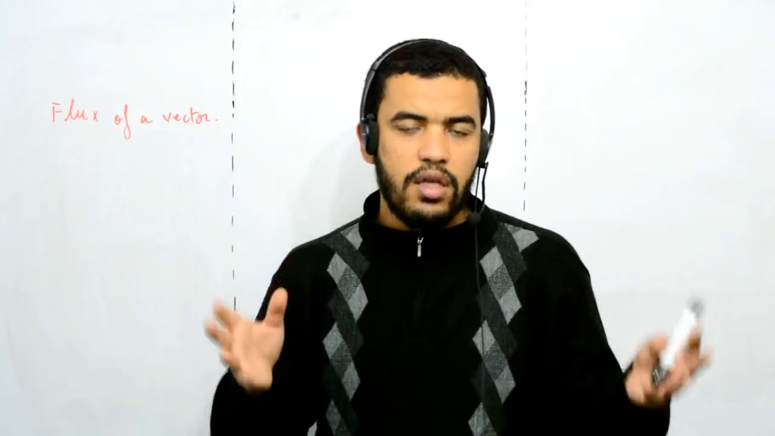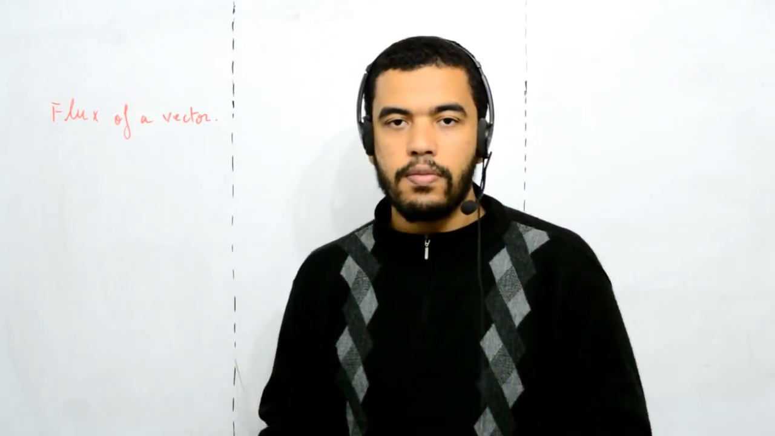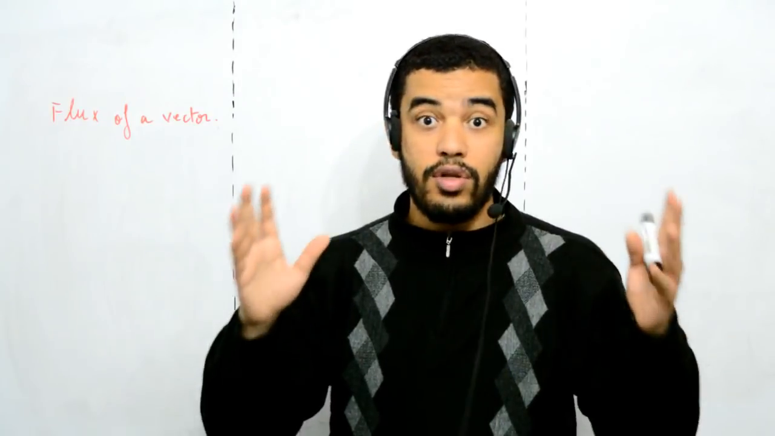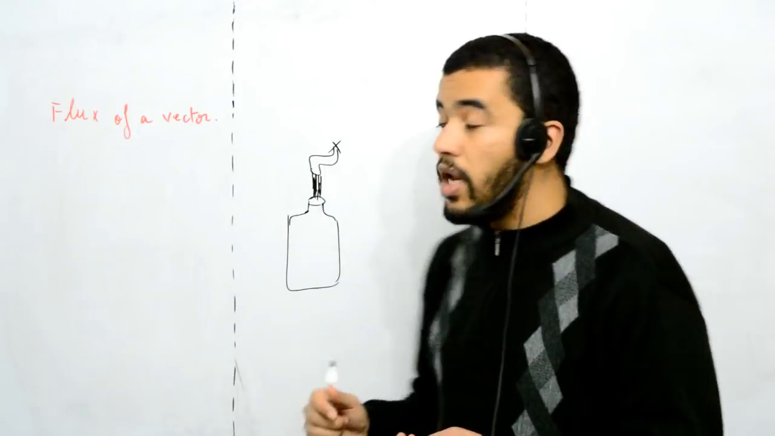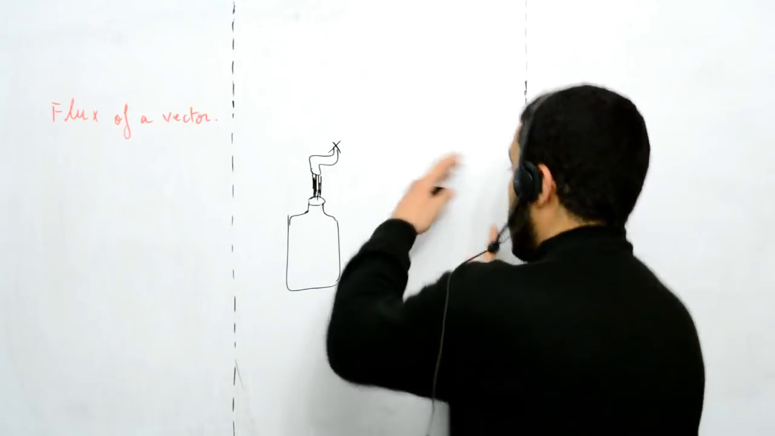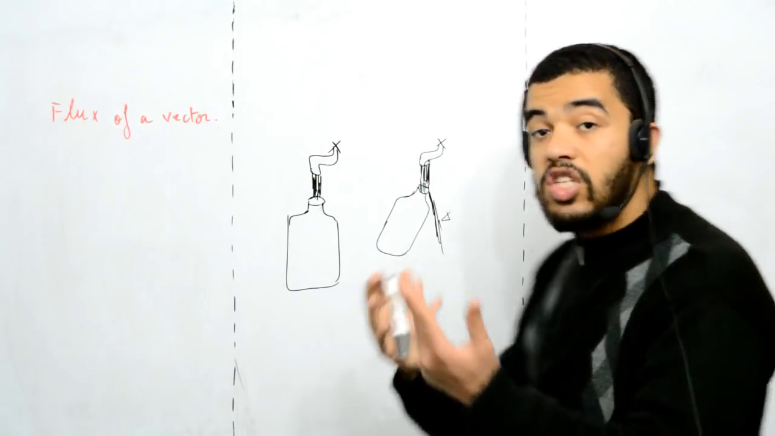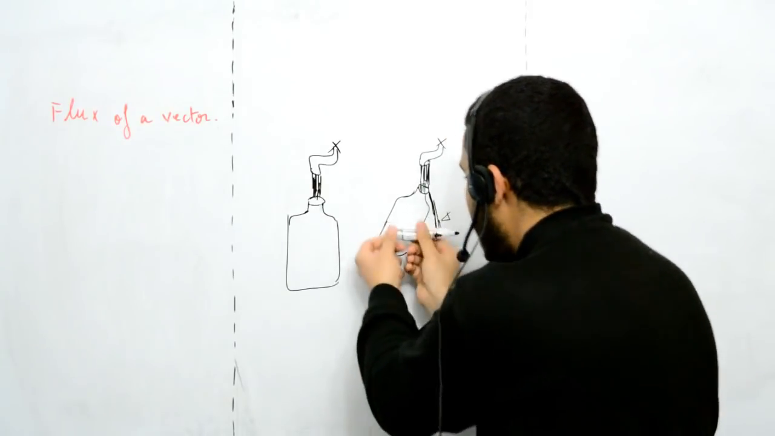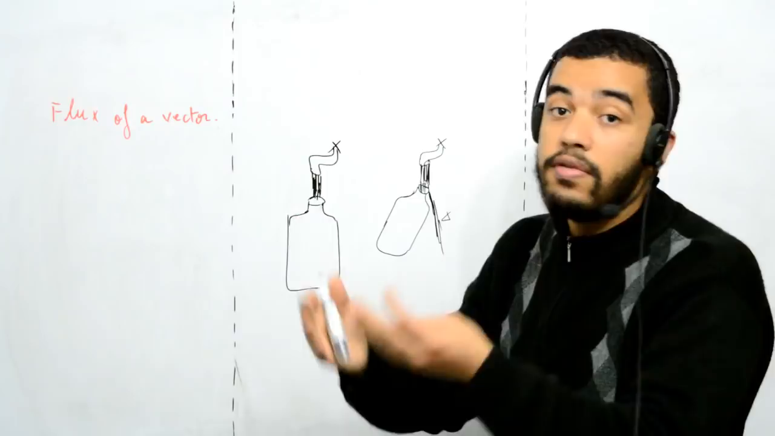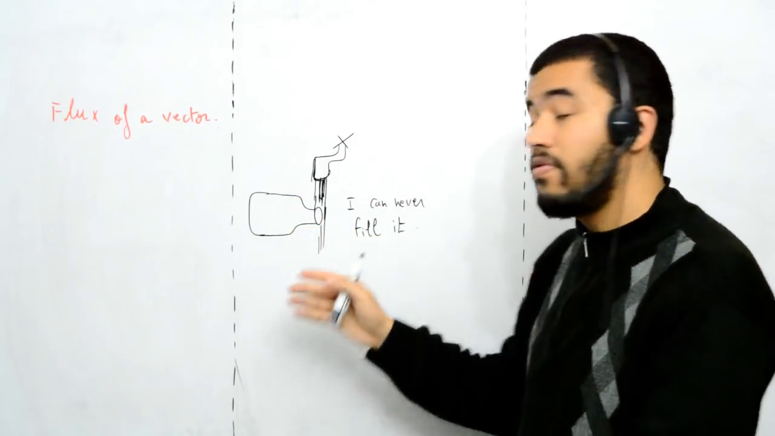To effectively fill my bottle, I have to make sure that the aperture of my bottle is opposite the tap, like that. If I place my bottle like this, here I lose some water. And if I place it like that, I can never fill it.